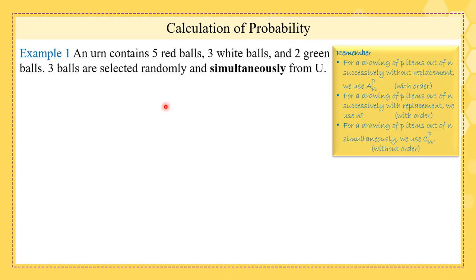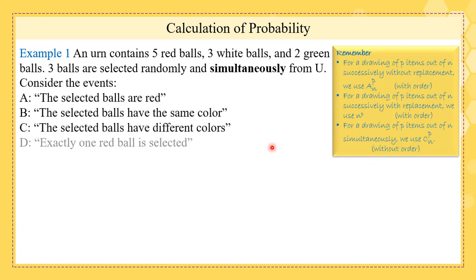Let's see this example. We have an urn that contains 5 red balls, 3 white balls, and 2 green balls. So it contains 10 balls, and we need to select 3 balls simultaneously from the urn. So we are talking about a combination, remember, and we don't have any order. We have the following events. We need to calculate P of A, P of B, P of C, and P of D. Let's begin with P of A.